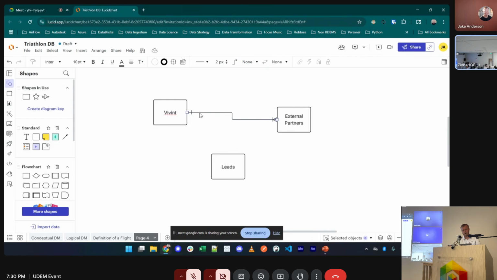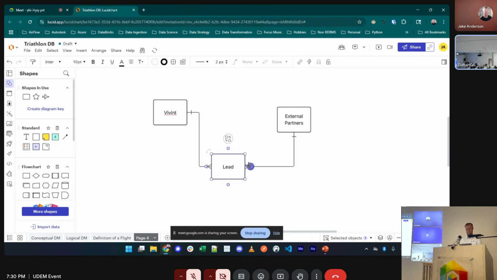Actually, I changed my mind on this. So we've got the concept of a lead, and we've got the concept of Vivint. A lead only goes to Vivint for all intents and purposes, but Vivint has many leads. And then we've also got a partnership going between the lead and an external partner, right? And a lead comes from one and only one external partner. Is that fair? Yeah. Okay. And then an external partner will send many leads.